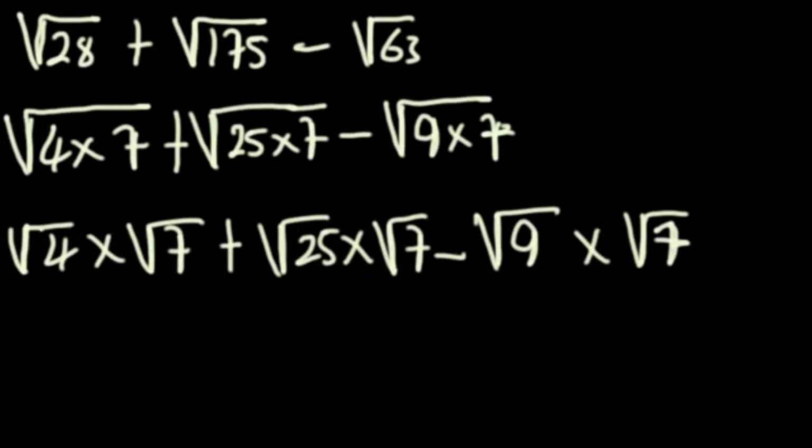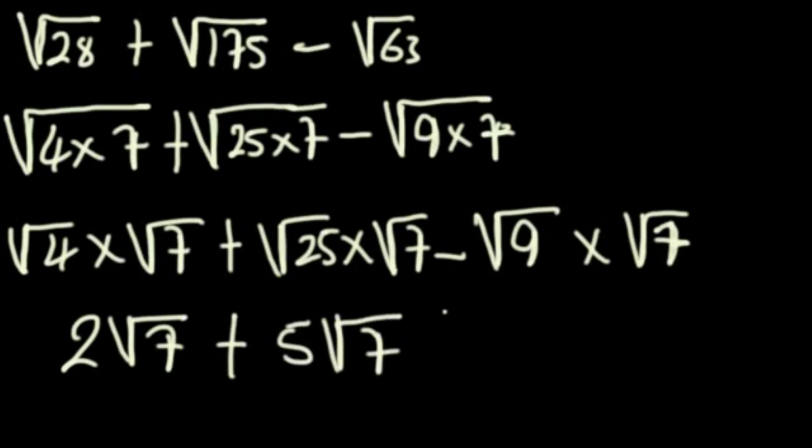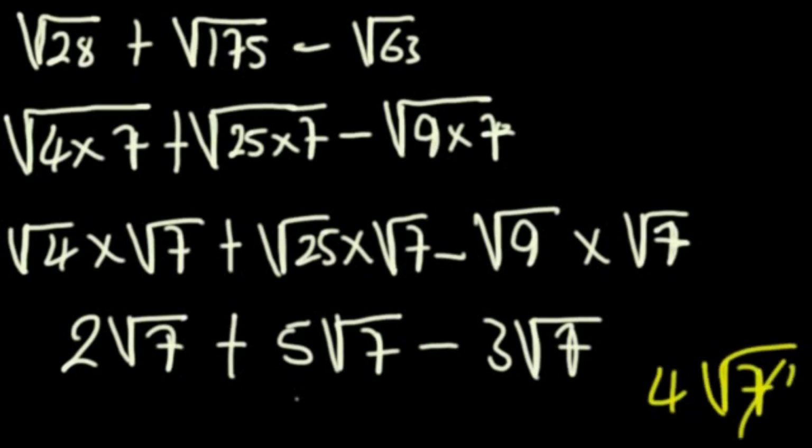Now square root of 4 is 2, and 2 times square root of 7 becomes 2 root 7, plus square root of 25 is 5, and 5 times square root of 7 is 5 root 7. Then minus square root of 9 is 3, and 3 times square root of 7 is 3 root 7. Now we can sum this up by adding them together. 2 root 7 plus 5 root 7 becomes 7 root 7, and minus 3 root 7 becomes 4 root 7. So our final answer is 4 root 7.